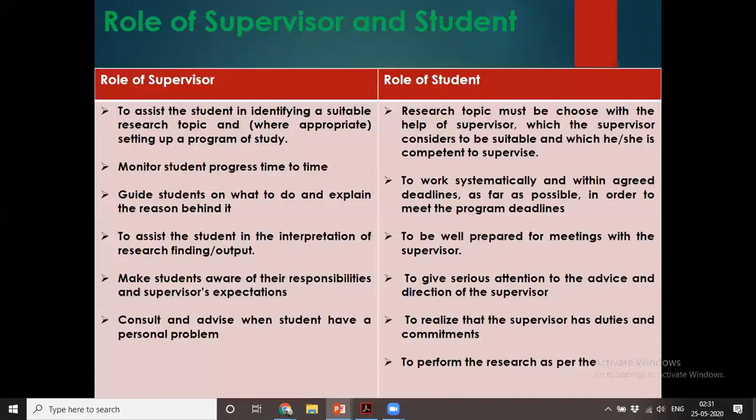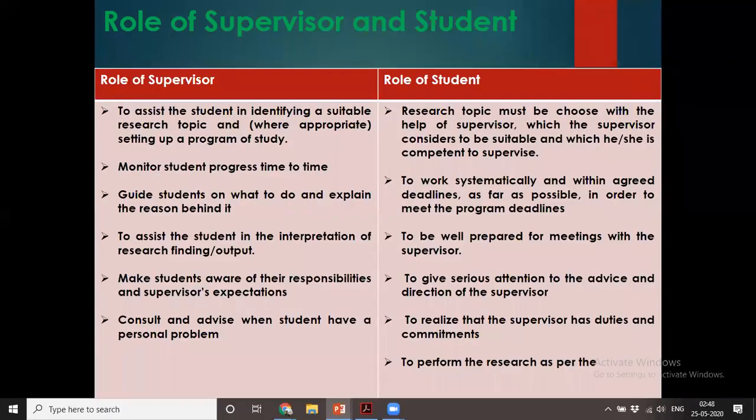Definitely, on the previous slide I had discussed that, because the topic must be from the area of interest of the research scholar, as well as the faculty. The supervisor must have some kind of knowledge over that particular topic. Now, work systematically and within the agreed deadline as far as possible, in order to meet the program deadline. Definitely, the student has to work systematically to meet the deadline given by his supervisor.